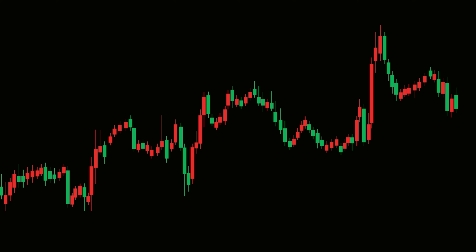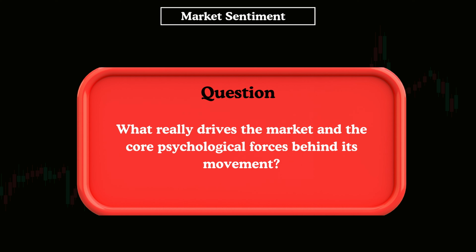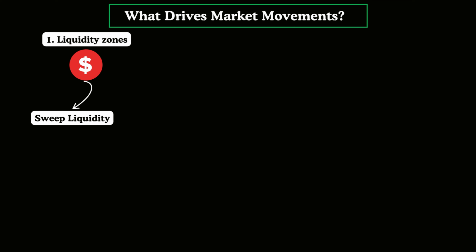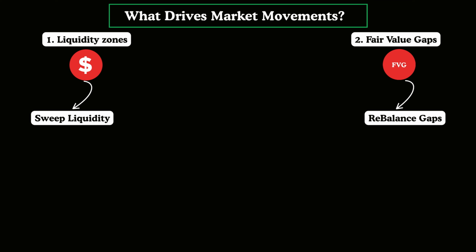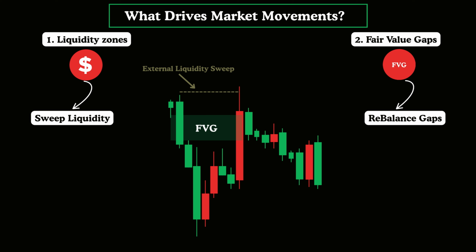Before we dive deep into the basic and advanced aspects of fair value gaps, let's briefly examine market sentiment and understand what really drives the market and the core psychological forces behind its movement. Market behavior largely boils down to two fundamental components that consistently influence price direction. The first one is liquidity zones. The market is constantly in pursuit of liquidity in order to build momentum. In essence, liquidity is the heartbeat of the market, playing a crucial role in maintaining its overall structure and flow.